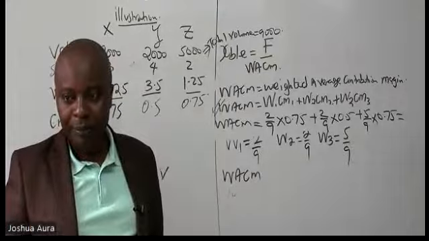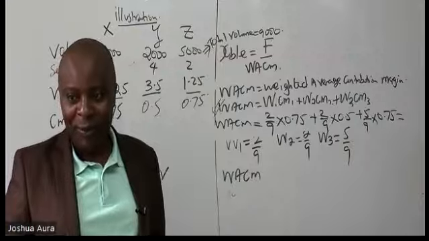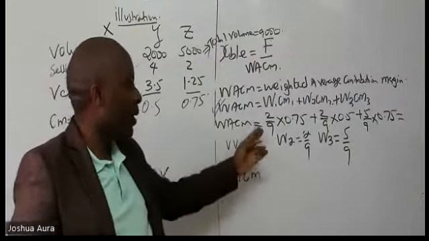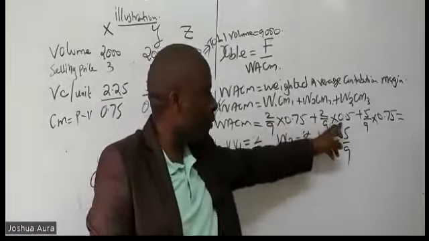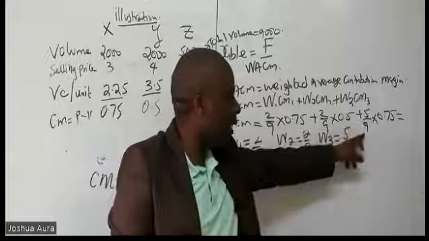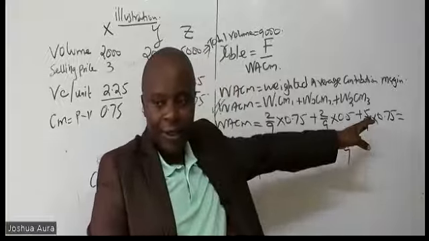0.694444. Be honest, take up your calculator. Press there 2/9 times 0.75 plus 2/9 times 0.5 plus 5/9 times 0.75, right?